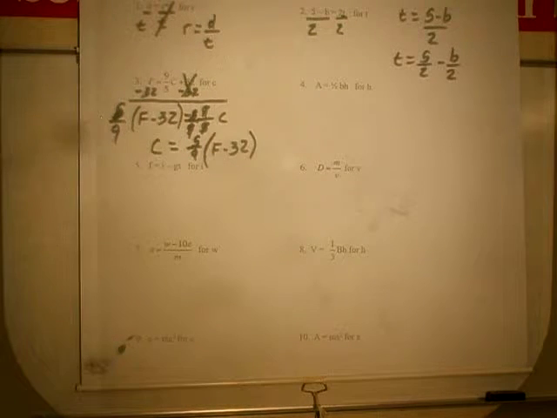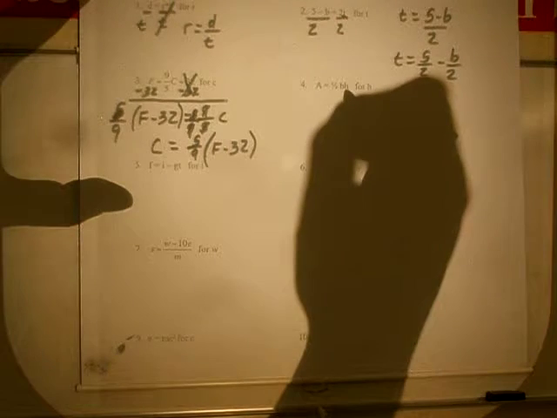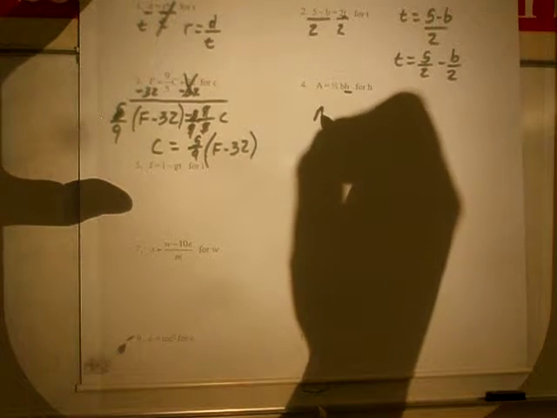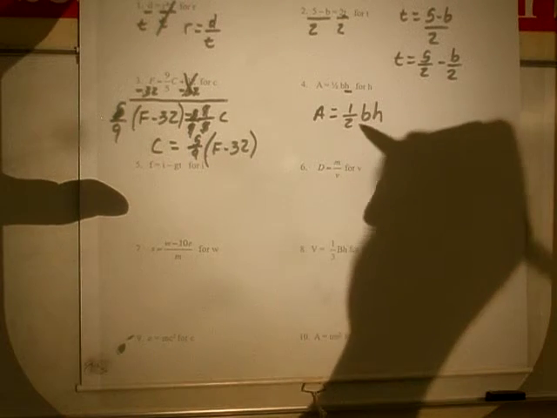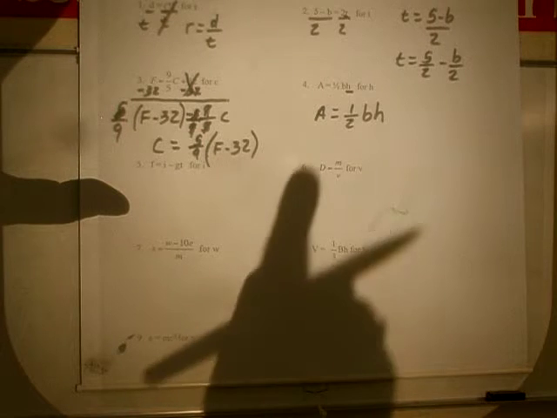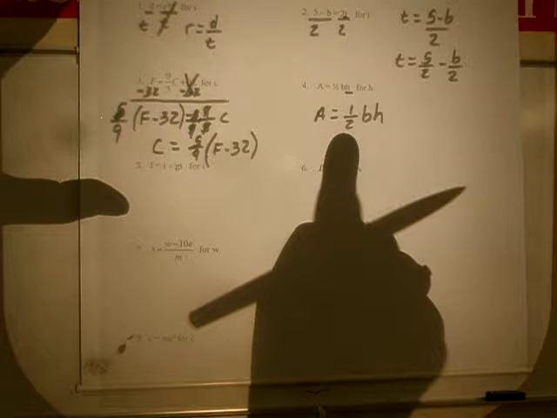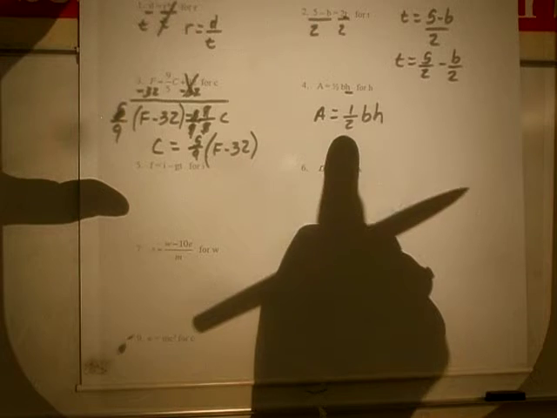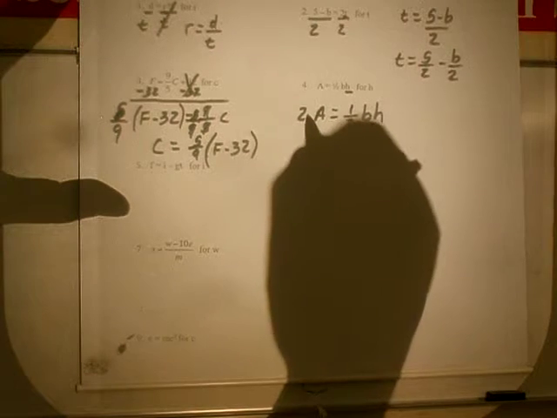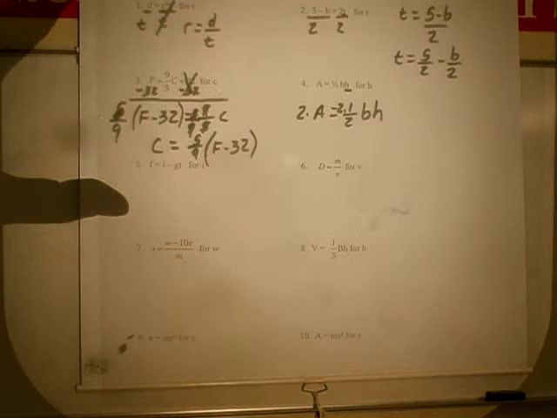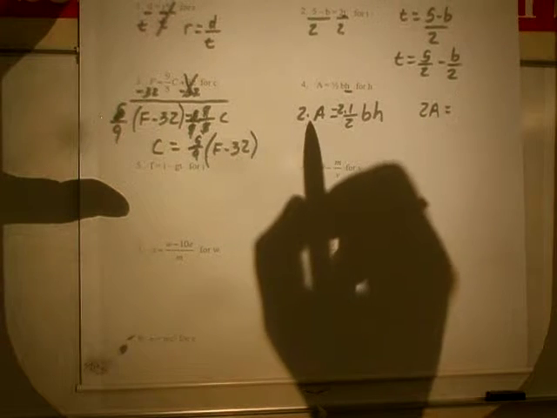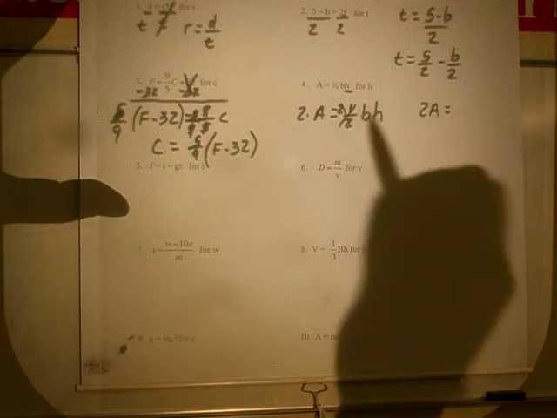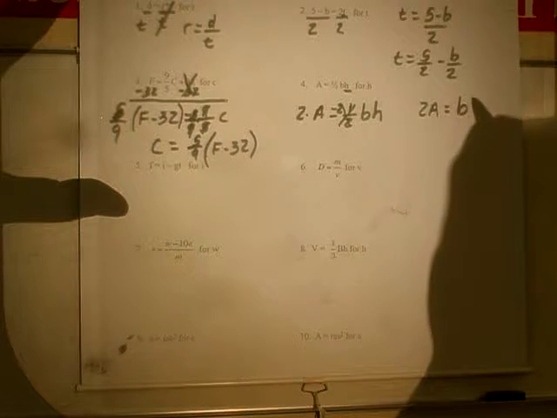Number 4, we are solving for H, trying to get this H by itself. If you would like to, maybe write that 1/2 straight up and down. To get rid of this 1/2, we're going to multiply by the reciprocal. So we are going to multiply both sides of the equation by 2. If we do that, on the left-hand side we have 2a. These cancel out, and you have b times h.